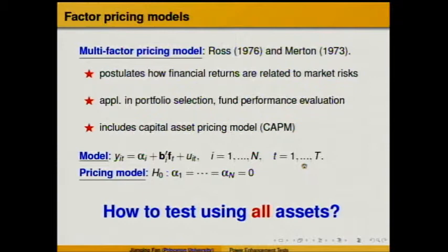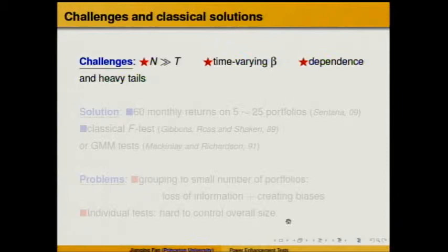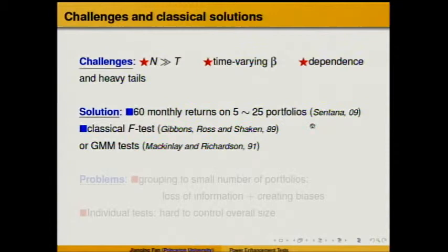Now, before we answer this question, a natural question you may ask is, what are the challenges you are talking about? First, the number of assets could be much larger than the sample size. The second is that the market beta in a one-period model is time varying, so you cannot use too long a time horizon. And the third is that the returns at the daily level are certainly dependent and heavy tailed.